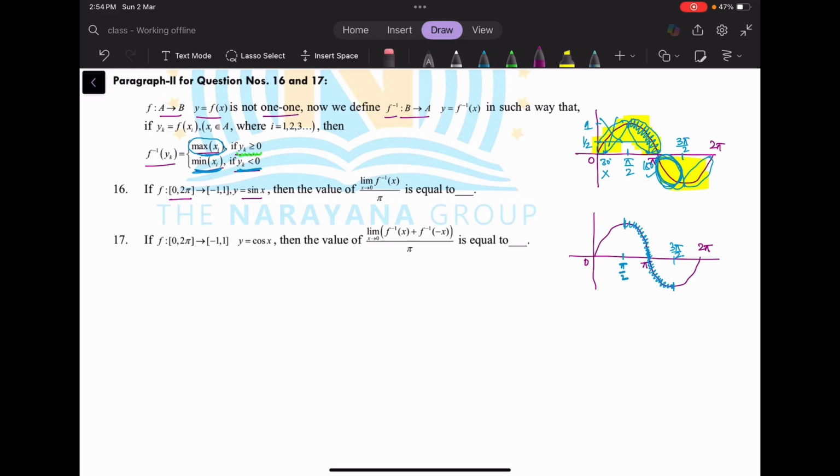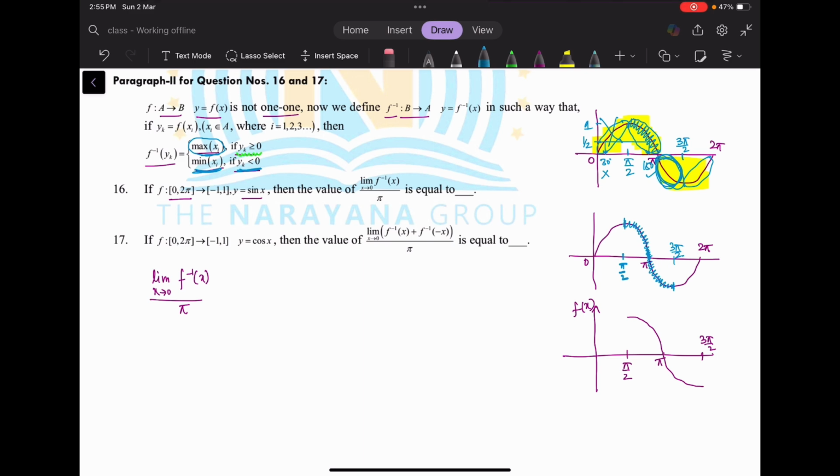Let me draw clearly again now. So the sin x graph we are interested in is this one, from π/2 to 3π/2. This is your f(x). Now in the 16th question, they are asking for the limit as x tends to 0 of f inverse(x) divided by π. So f inverse means the output and input will be reversed as compared to the function f(x).